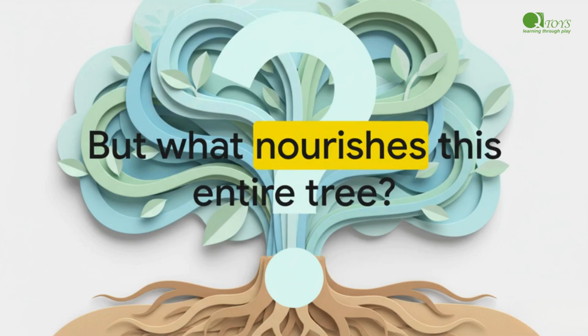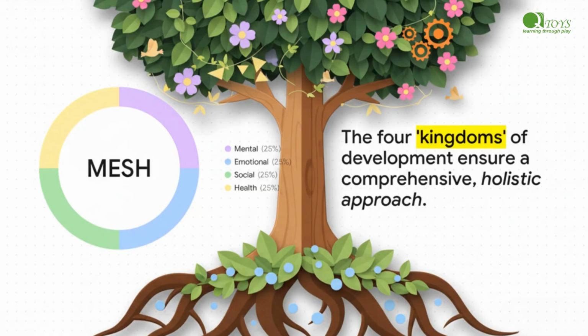So we have this incredible tree structure, but what's feeding it? What's the soil that lets these roots and this trunk and this canopy get strong? Well, that's where the next part of the model comes in. And that would be the MESH framework. MESH stands for mental, emotional, social, and health. You can think of these as the 4 big kingdoms of development, the essential nutrients in the soil. Health covers those physical skills in tier 1. Social is all about communication. Emotional is about self-regulation, and mental is for cognitive stuff. It's a reminder that we have to focus on the whole child. A healthy tree needs all of these things.